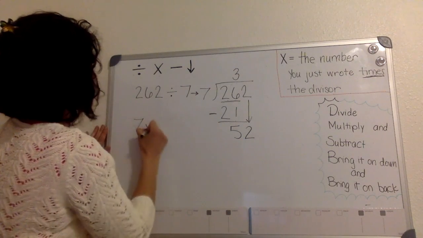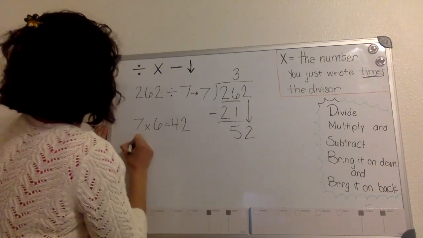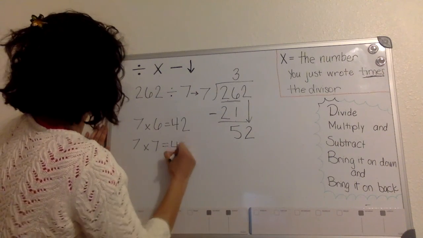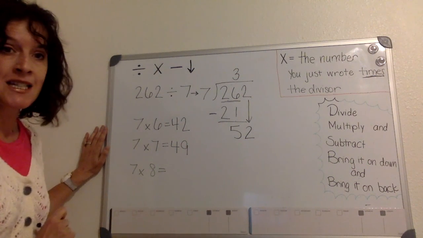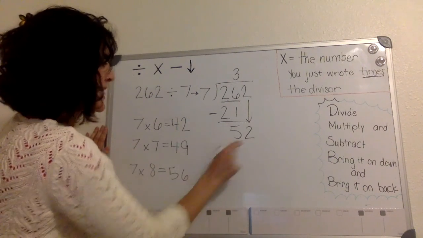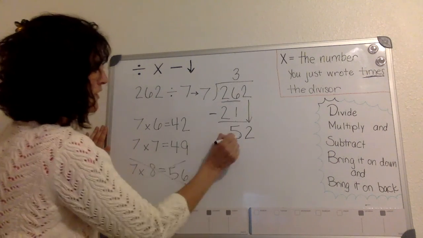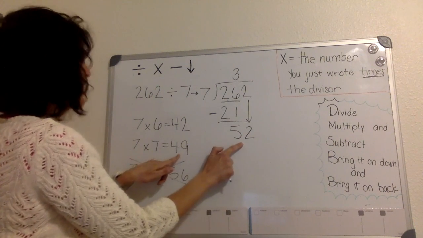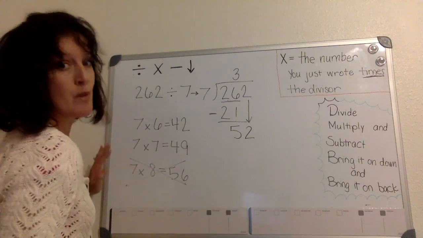Okay. Well, 7 times 6 is 42. 7 times 7 is 49. 7 times 8 is 56. Uh-oh. That's too much. We can't go over 52. This is the one that is closest to 52 without going over. So 52 divided by 7 is 7 with a remainder.